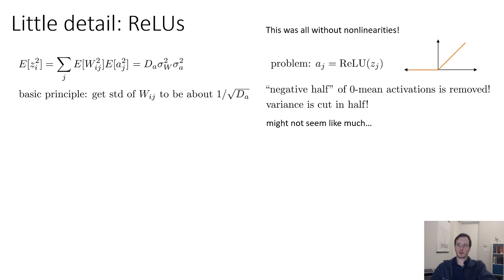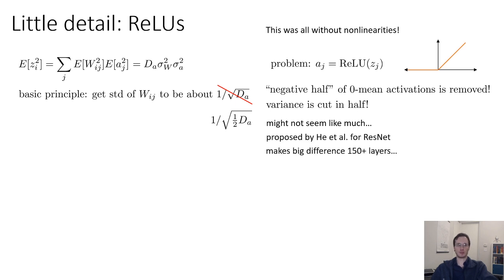All right, so here's how we could address it. Recognizing that about half of the numbers get zeroed out, what we can simply do is make the variance 2 times bigger, or equivalently make the standard deviation square root of 2 times bigger. So that means that instead of setting it to be 1 over the square root of dA, we set it to be 1 over the square root of 1/2 of dA.